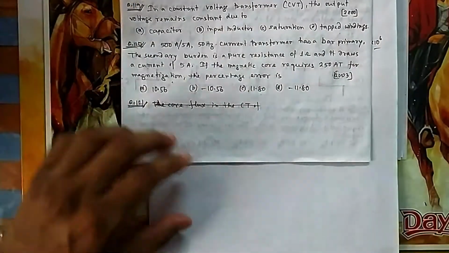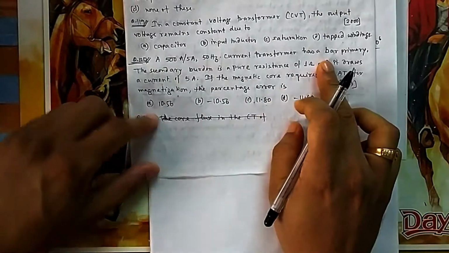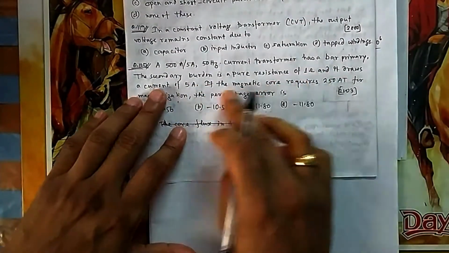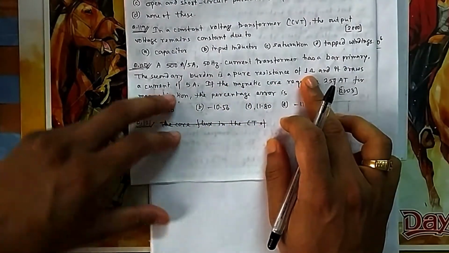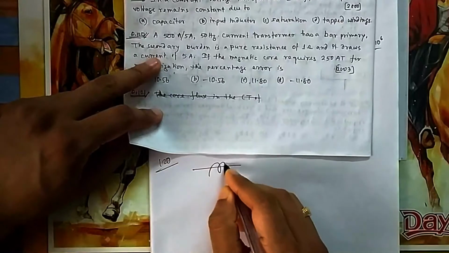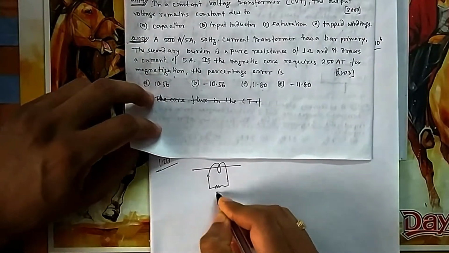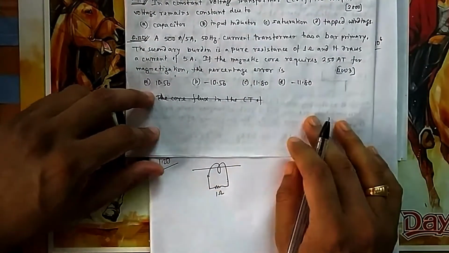A 500 by 5 ampere 50 hertz current transformer has a bar primary. The secondary burden is a pure resistance of 1 ohm. Secondary burden means, suppose this is primary, this is my secondary. So in the secondary a resistance of 1 ohm is connected. That is the burden, what is connected in the secondary.